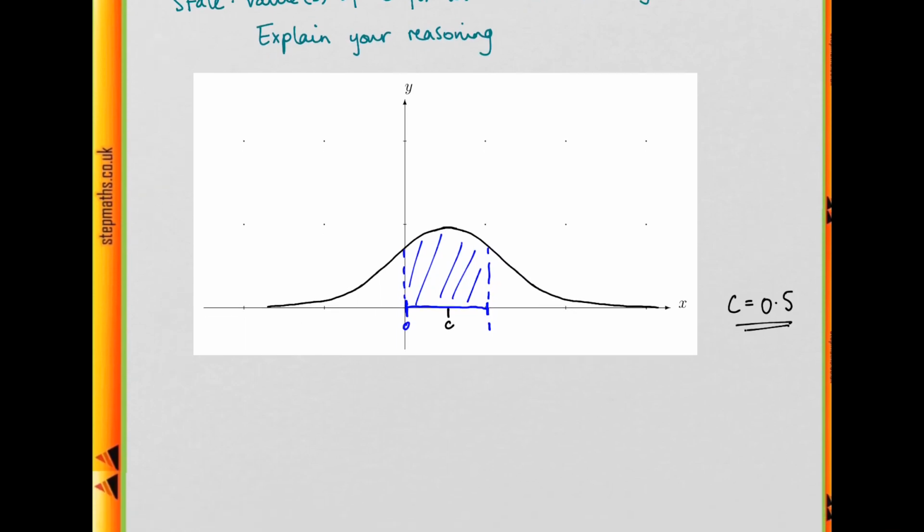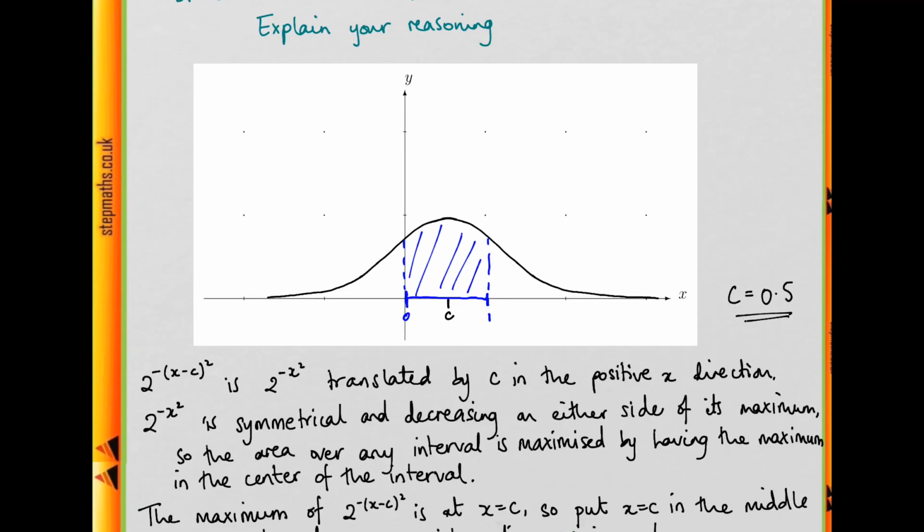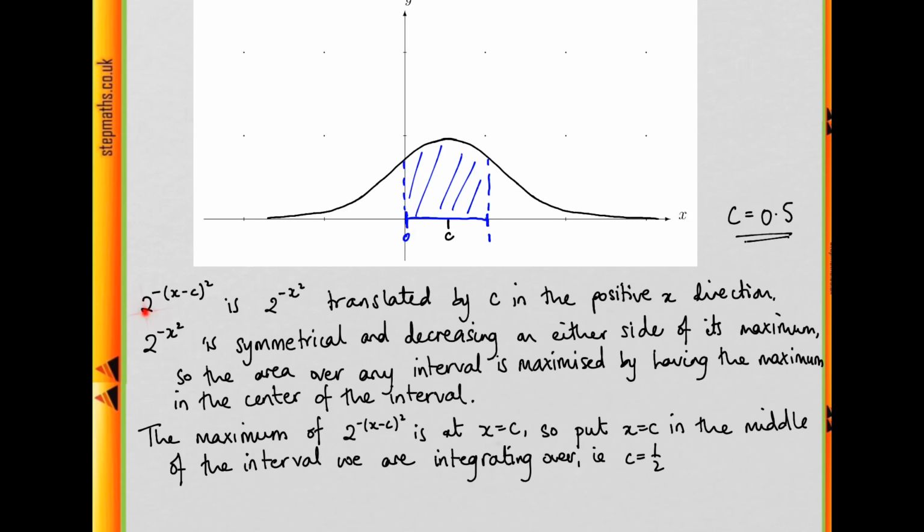And an example for what you might write for the explain your reasoning bit, we can say something like this. 2 to the minus (x minus c) squared is 2 to the minus x squared translated, and 2 to the minus x squared is symmetrical and decreasing on either side of its maximum. And so we maximize the area by taking the area around its maximum. And so because the maximum of 2 to the minus (x minus c) squared is at x equals c, then we just put c in the middle of the interval we're integrating over, and that gives us c equals a half.